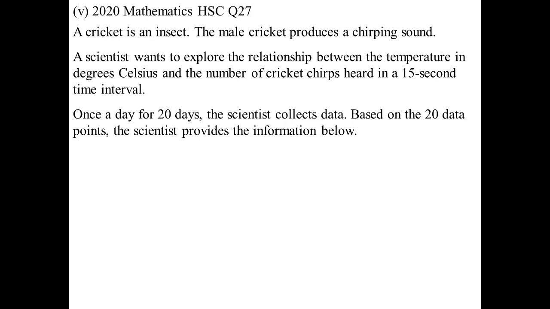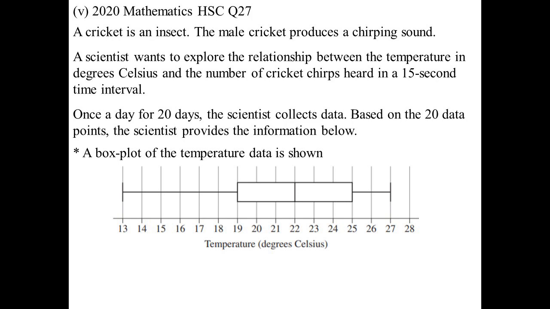Now a scientist does what scientists do, and they want to explore the relationship between the temperature and the number of chirps from a cricket in a 15-second time interval, because this is what scientists do. Once a day for 20 days, the scientist collects the data. And based on the 20 data points, they got this information. So this is the information they were provided with in the HSC. They had a lovely box plot of the data. Right? And I guess that made sure they knew how to read box plots.